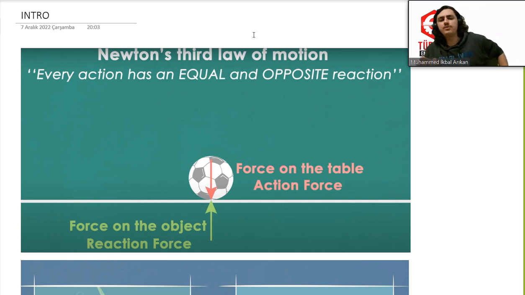When you apply any force to any object, this object will apply a reaction force. So for any action force, there will be a reaction which is equal in magnitude and opposite in direction. So this is the third law: every action has an equal and opposite reaction.